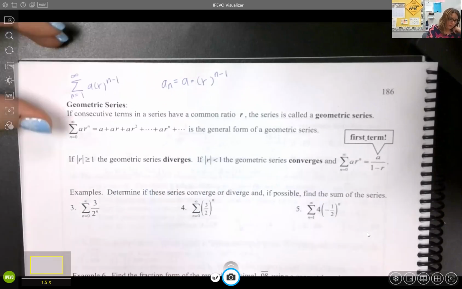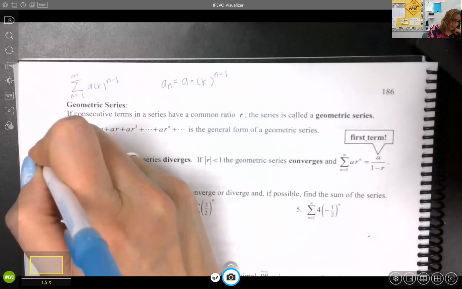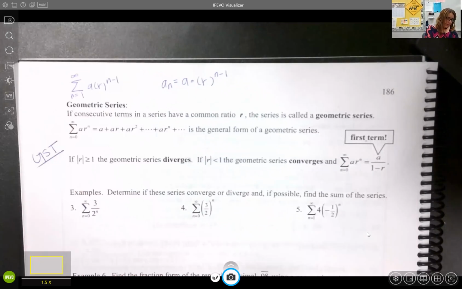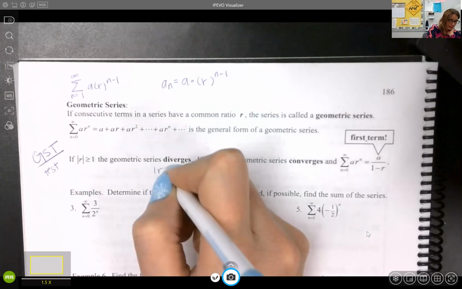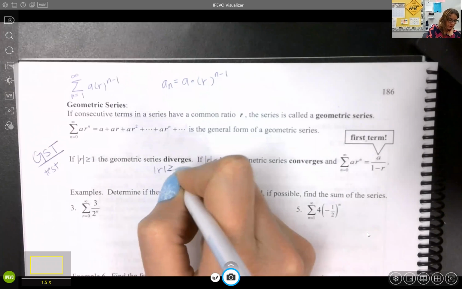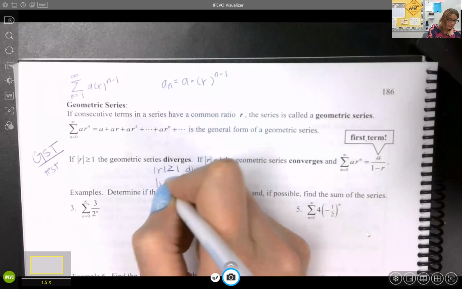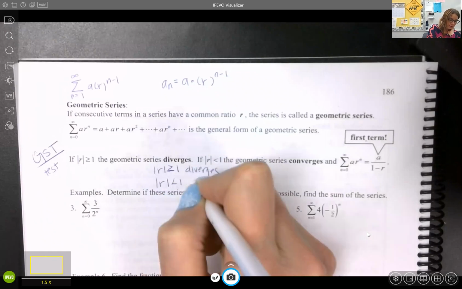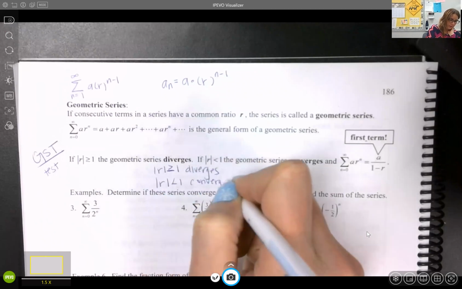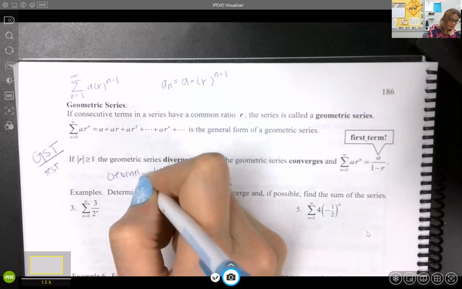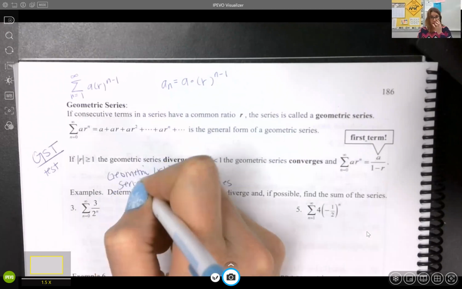Okay, so this is your first test. This is called the geometric series test. It's actually probably the easiest one, because all you have to do is remember that r greater than or equal to 1 diverges. r less than 1 converges. Okay, this is in a geometric series. Not a sequence, a series.